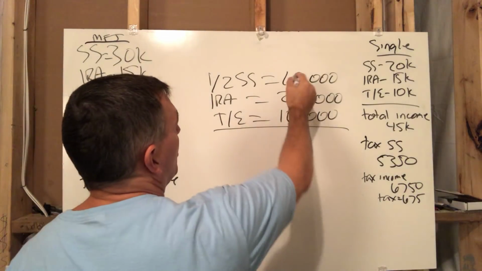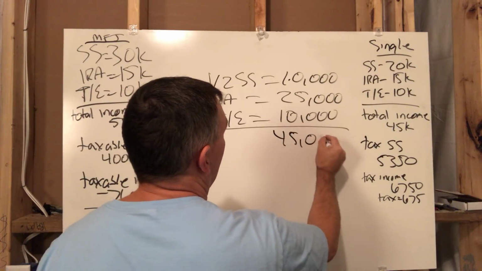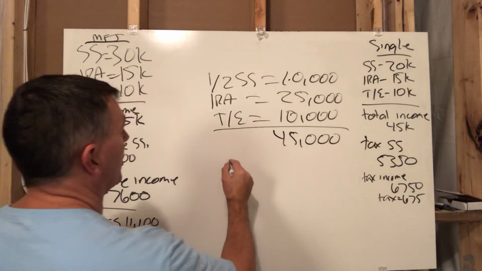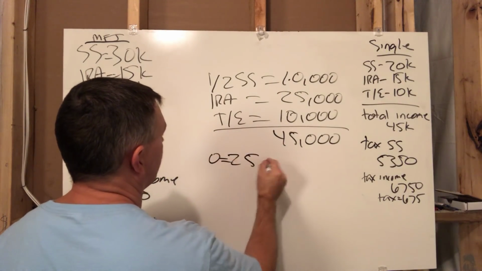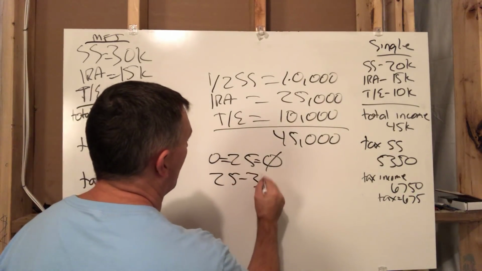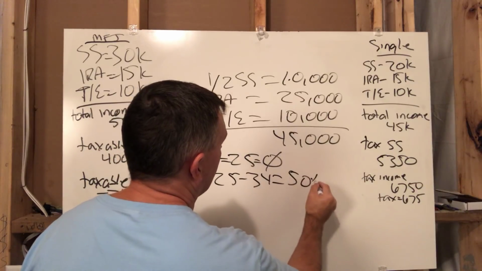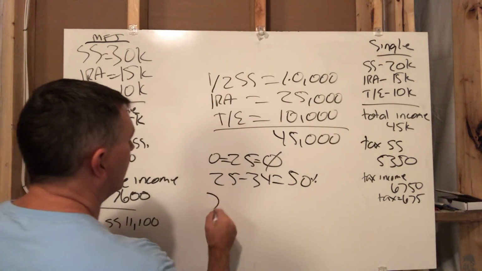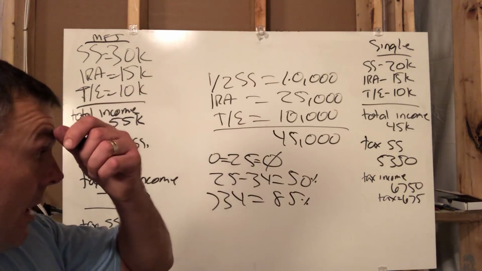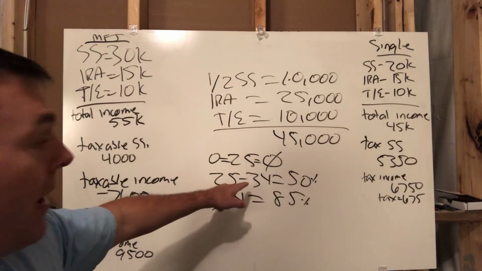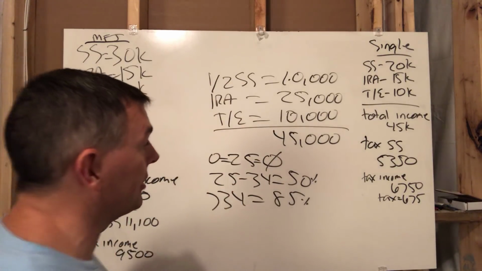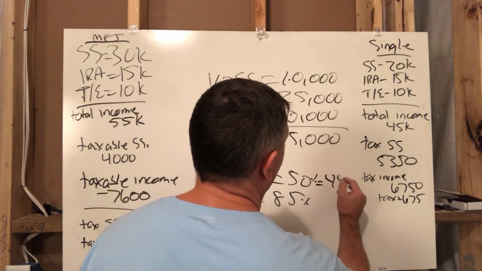So here we've got $10,000, $20,000, $45,000 of provisional income. For a single person, the first $25,000 is not subject to any taxes whatsoever. From 25 to 34, 50% of that is subject to taxation. Anything above 34, 85% is subject to taxation. So we take our trusty calculator: 34 minus 25 is $9,000, of which half is subject to taxation, which is $4,500.